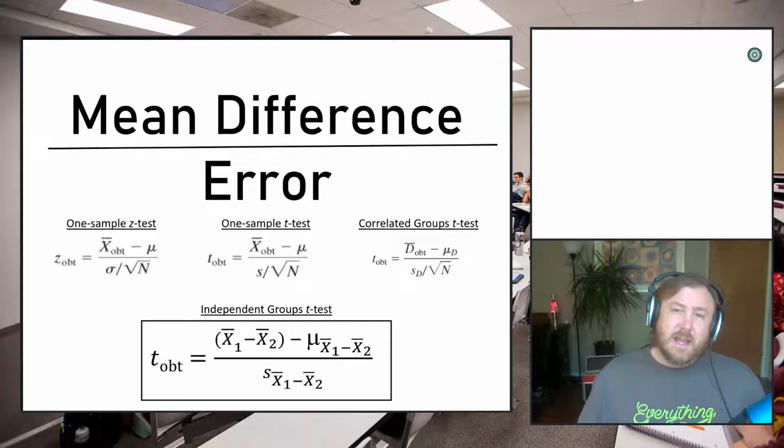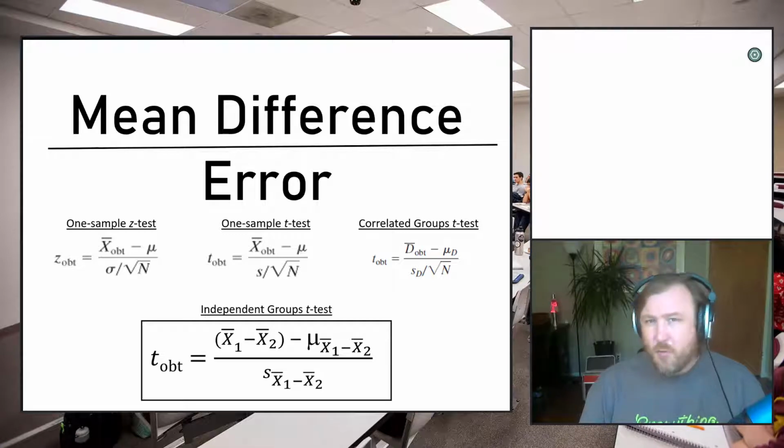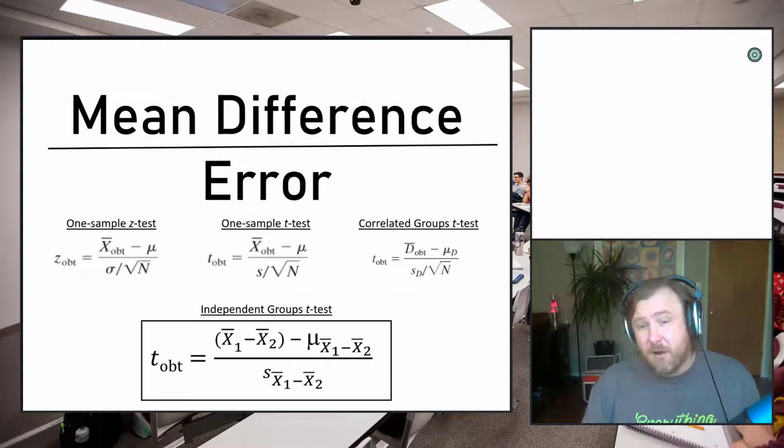Now, the independent groups t-test, which we're going to cover in detail today, is a little more different. Now, in theory, it's the same. It's still a mean difference over error. However, now we have 2 samples. So we have to pool the variance of those 2 samples in order to get an accurate estimate of error.